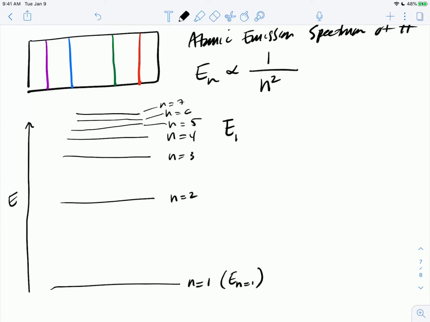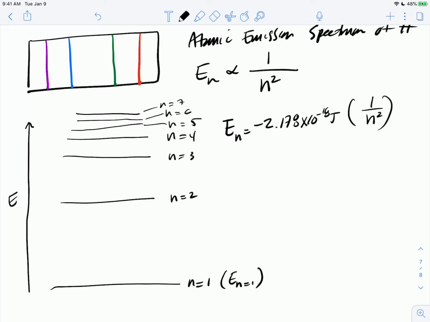We have E to the n equals negative 2.178 times 10 to the negative 18 joules times 1/n². So this relationship between the n values, between 1 and 2, this value of the different energy levels was associated with this constant times 1/n².